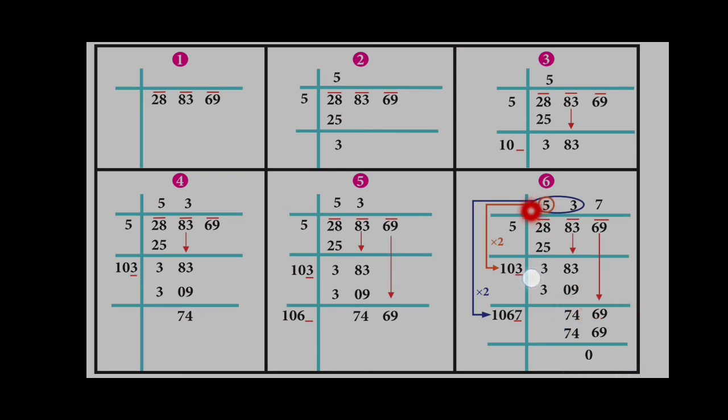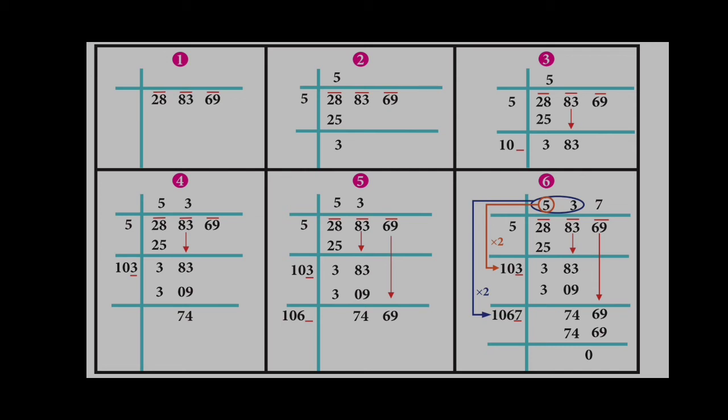The quotient is 537. 537 into 537 we will get 2,88,369. Understand? So this is the long division method. So watch the video carefully and read the steps.